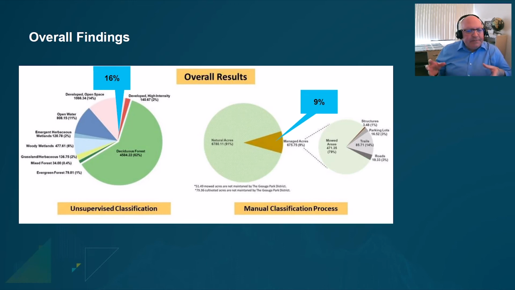The overall findings: students found that 16% of the land can be classified as managed according to unsupervised classification. But that's before we go into it and look at all those challenges where we have misinterpreted pixels and mixed pixels and all kinds of other issues going on. And so from their field work and their manual classification process, the students ended up with 9% managed, which we think is a fairly accurate number.